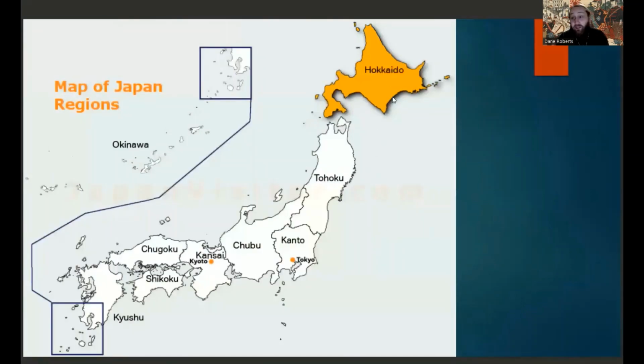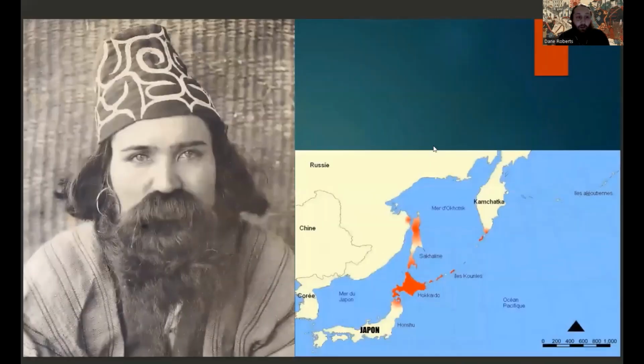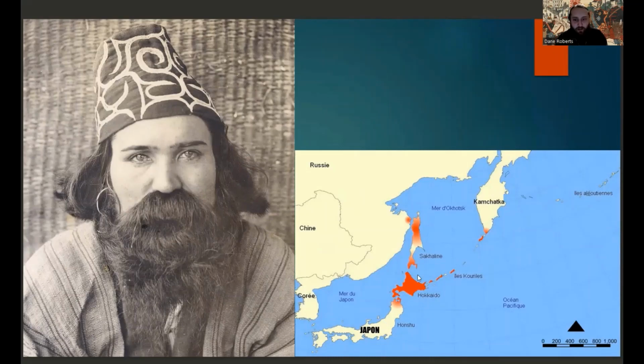So, Hokkaido is the northernmost island in the Japanese archipelago, that you see here. But traditionally, it was not always part of Japan. Japan was generally only these three islands you see here. Hokkaido, as well as the island of Sakhalin, part of what is now modern-day Eastern Russia, the southernmost tip of the Kamchatka Peninsula, as well as the various islands you see here, were the traditional homeland of the indigenous Ainu people.